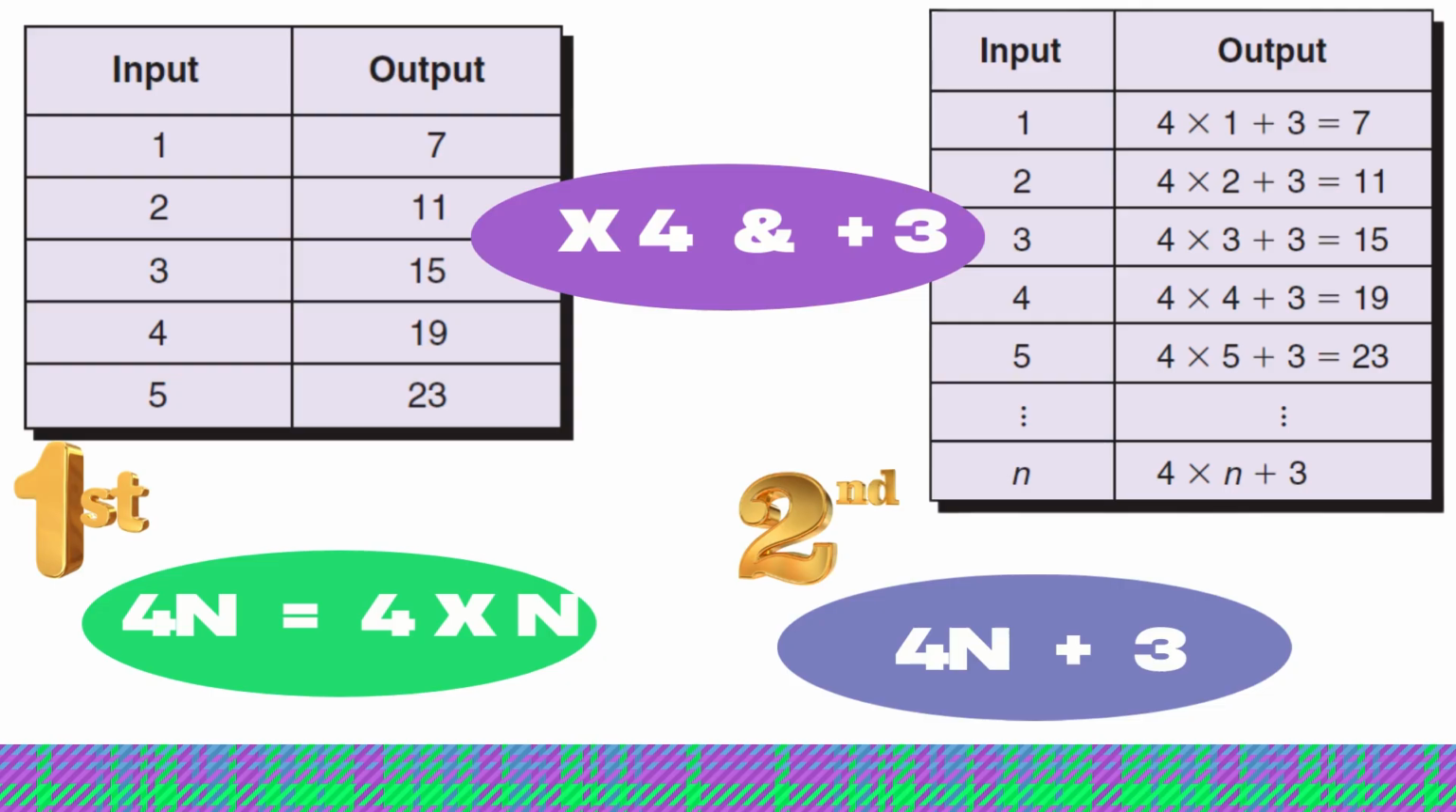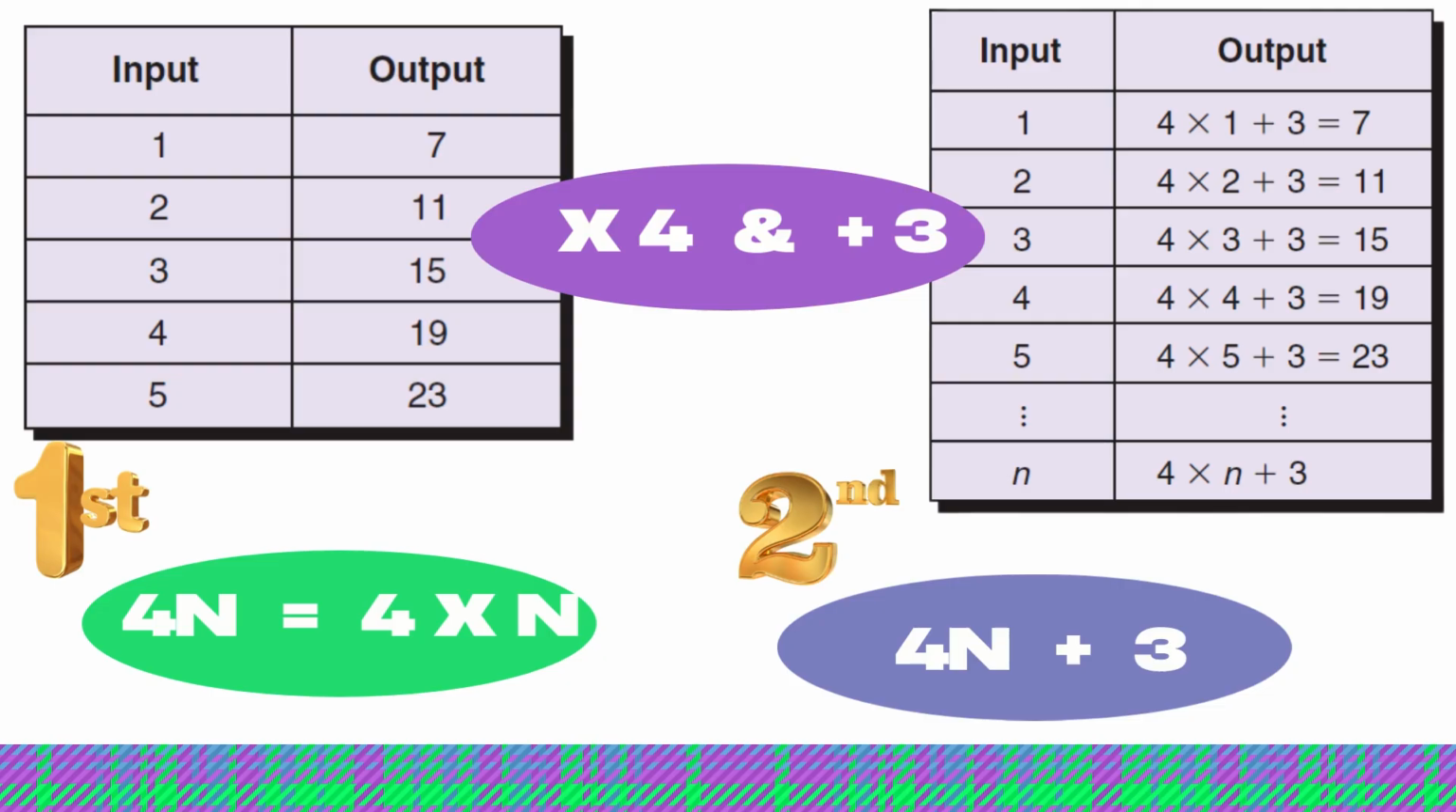Have a look at this table. This is an input-output table. You can see the input starts at the number 1, and it increases by 1 each time. The output side of the table starts at the number 7, and it increases by 4 each time. That's really key to figuring out what operations you need to do to get from the input to the output.